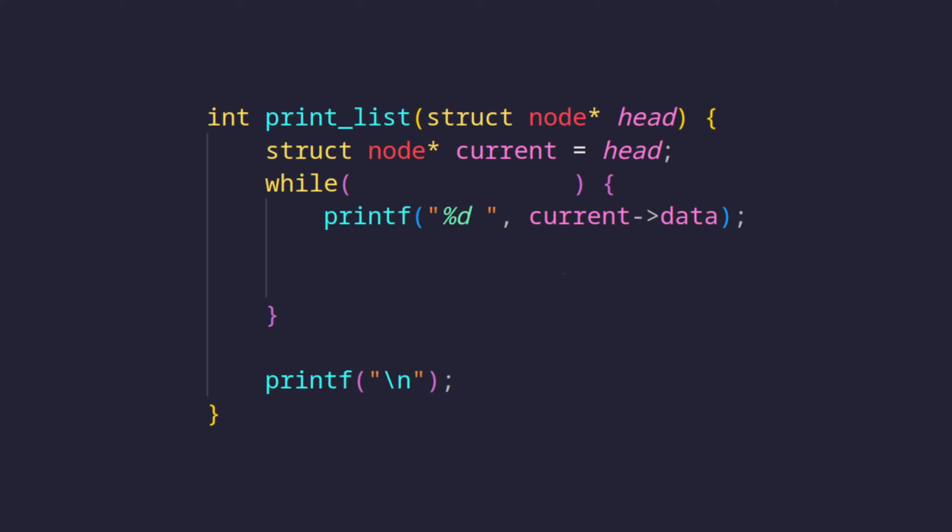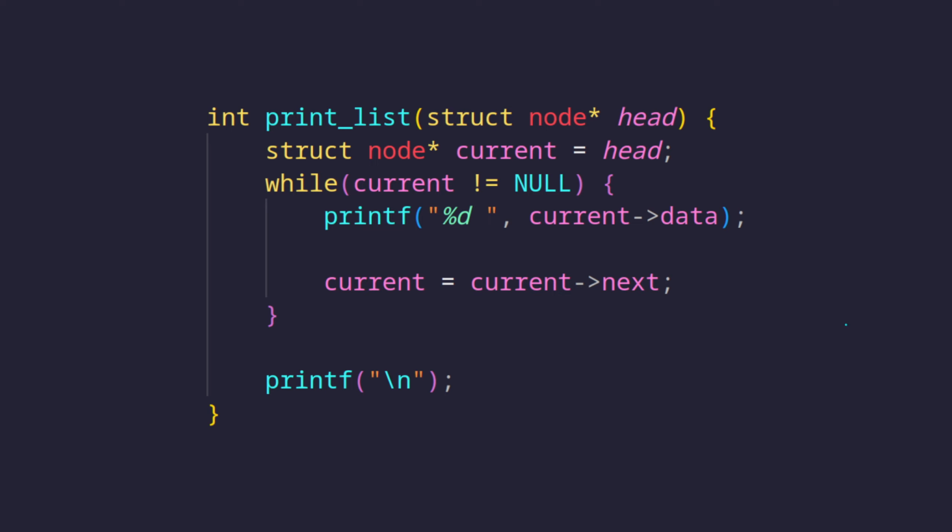Now, for each node, we want to print its value. So current is the current node we're looking at, and we're accessing data. So it's number value for the node. Then after we're done with the value, we move to the next one. So we set current to be its next node. So when the loop goes and repeats, we'll be accessing the next node in the list.